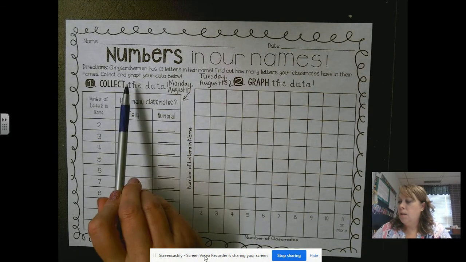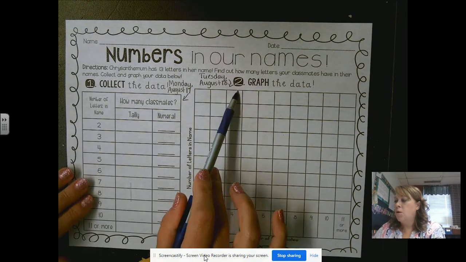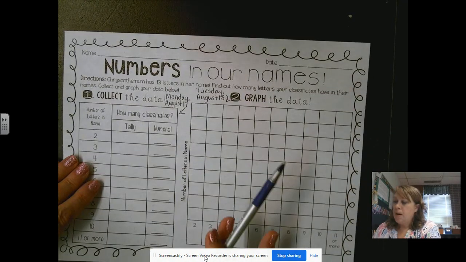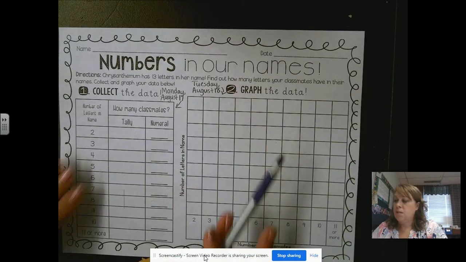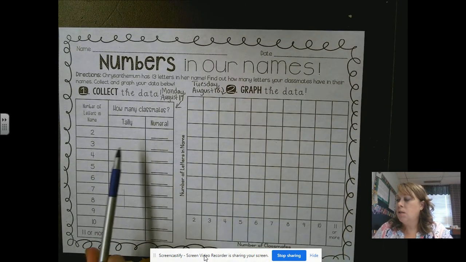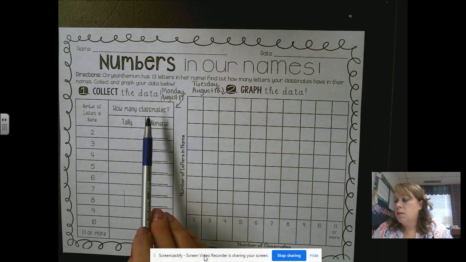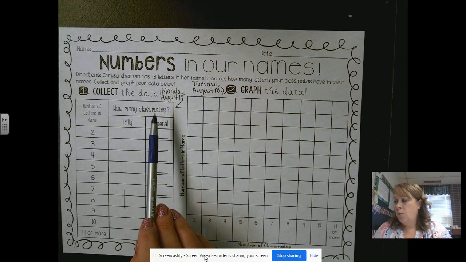And all three assignments, part 1, part 2, and part 3, are all here on this one paper. So I'm going to start out by reading the directions to you. It says Chrysanthemum has 13 letters in her name. Find out how many letters your classmates have in their names. Collect and graph your data below.